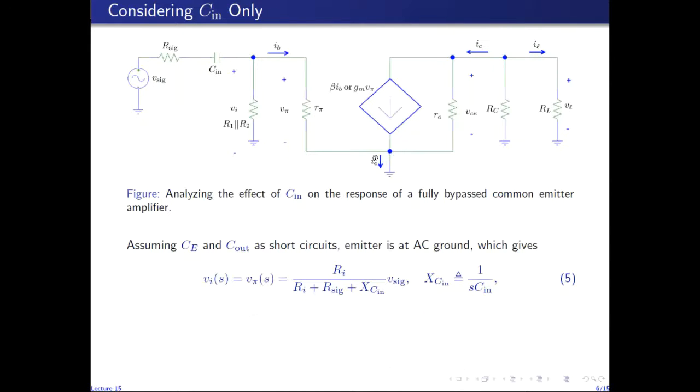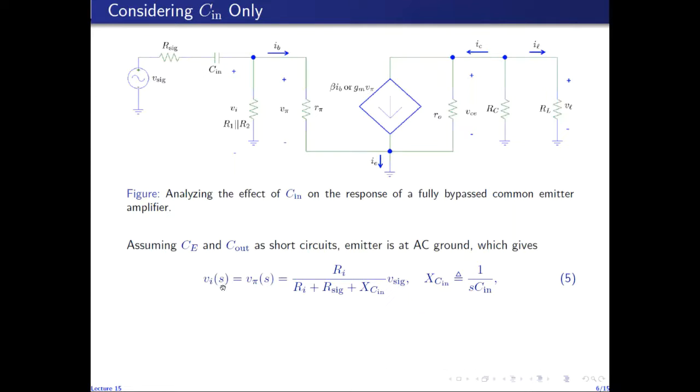Because of that, the emitter resistance RE has been bypassed, and the emitter terminal is directly at AC ground. Because of this ground here, we see that V pi now becomes equal to the input voltage Vi, because V pi is the voltage between base and emitter. Emitter is grounded, so it becomes equal to the input voltage of the amplifier.